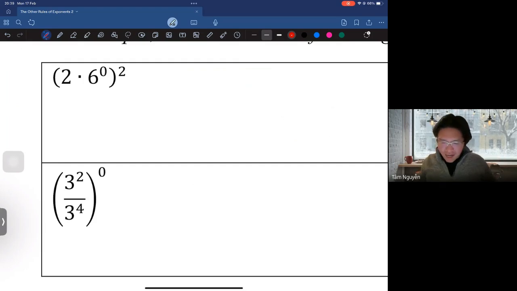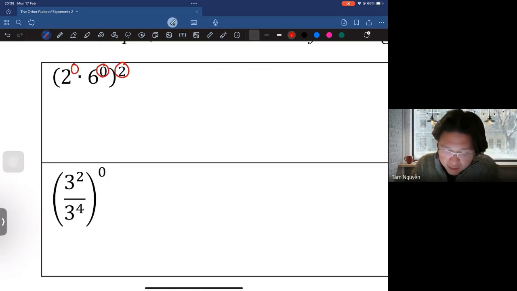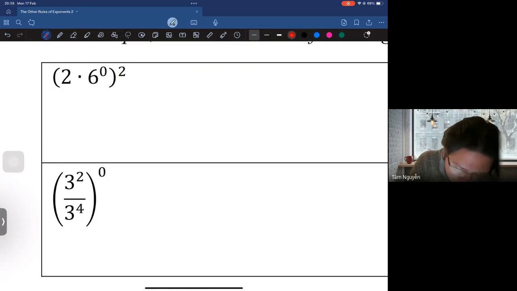You could do this one multiple ways. I don't really know which way is going to work best for you, but this is how I'm going to handle these two problems. All right. So the first one we have 2 times 6 to the power of 0, all to the power of 2, right? So again, we have one power outside and some exponents inside. Let me remind you, if you have a number or anything without a power, that exponent is going to be 1.